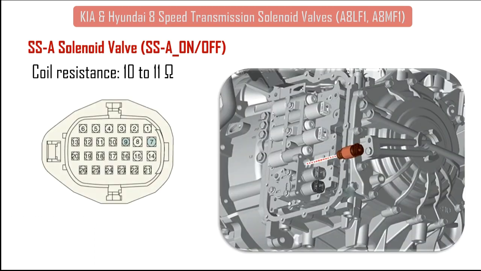The location for this solenoid valve is right here. We know that the resistance is between 10 to 11 ohms, and these two pins, 7 and 9, are the pin numbers for checking the internal resistance of this solenoid valve.